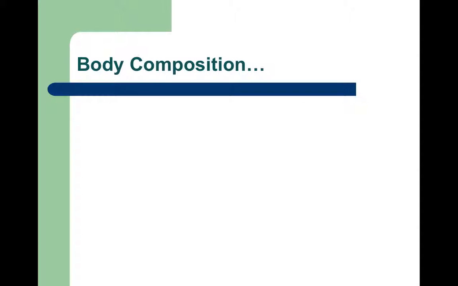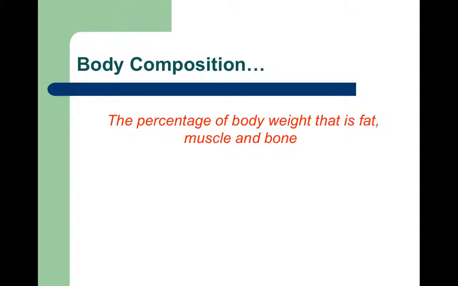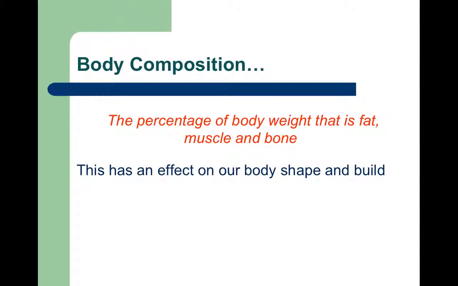The final fitness component you need to know then is what we call body composition. Okay, and this is the percentage of body weight that is fat, muscle and bone. So when we talk about body composition, we're thinking about what our body shape is and what our build is. If we look at different people, everybody has got a different body composition, so everybody's got a different ratio of fat, muscle, and bone.